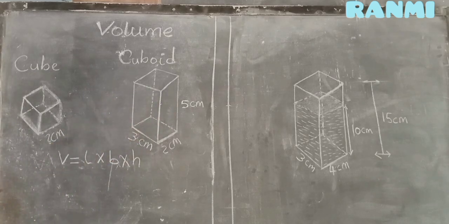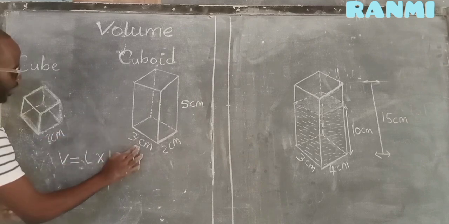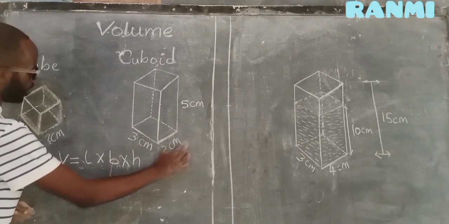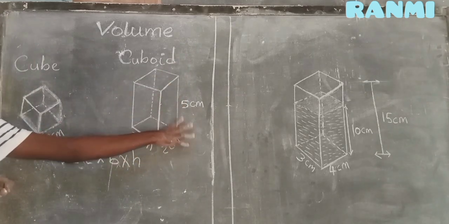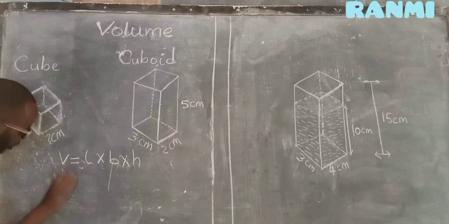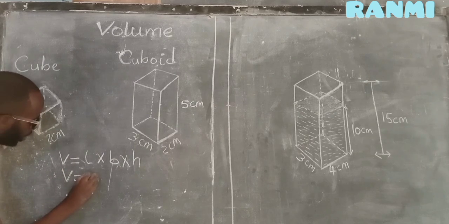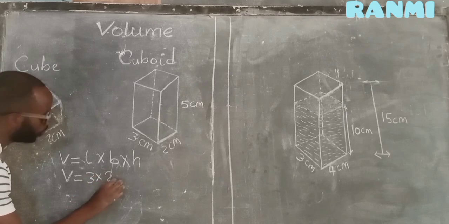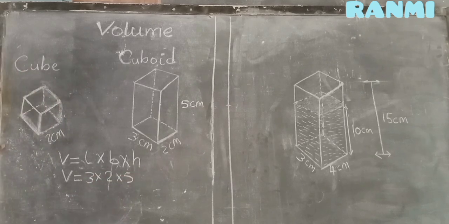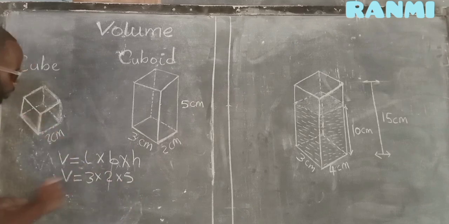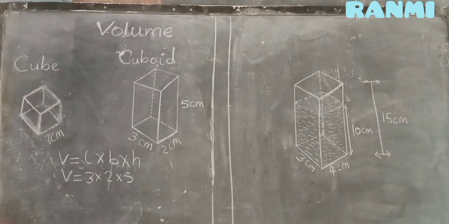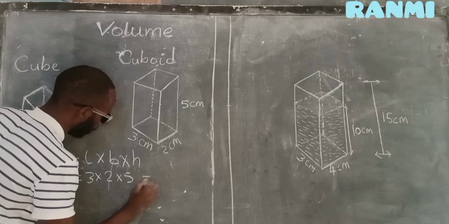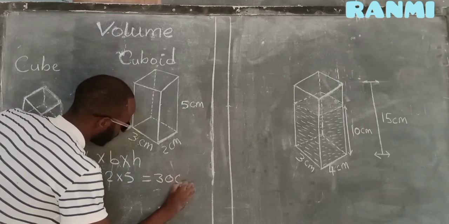Let's start with the cuboid. The length is 3 centimeters, the breadth is 2 centimeters, and the height is 5 centimeters. Let us replace these numbers in the formula. Volume is equal to 3 times 2 times 5. When we multiply the numbers, 3 times 2, we have 6. And 6 times 5, we get 30. So the answer will be 30 centimeters.